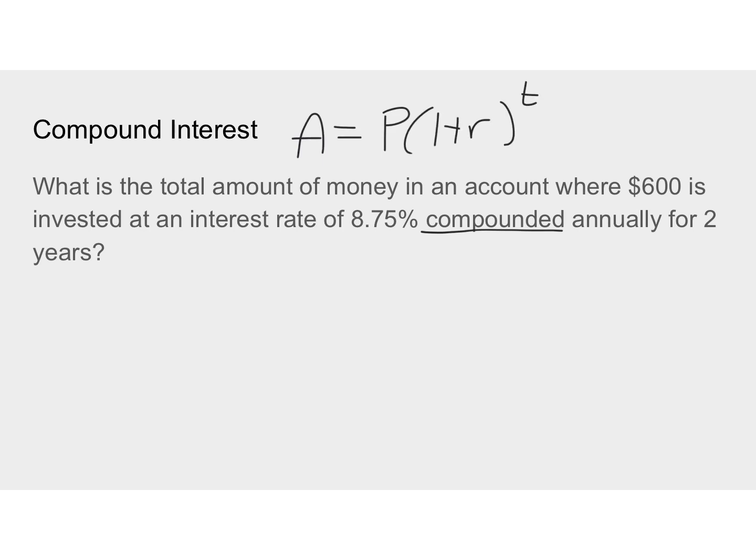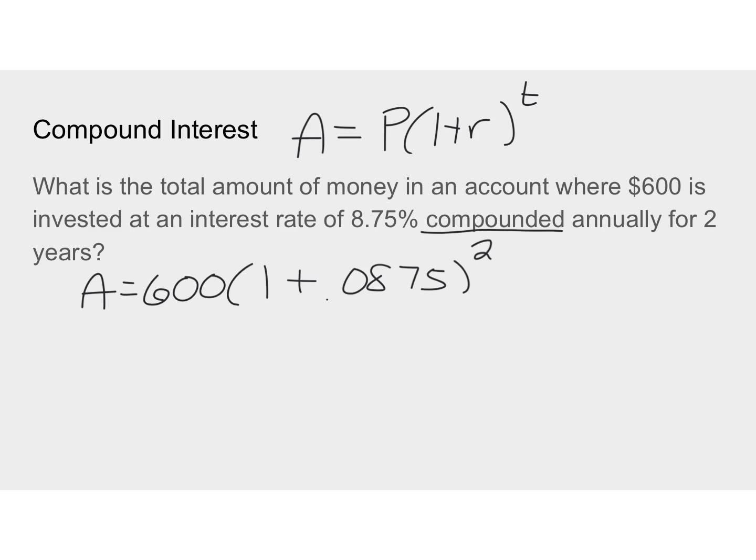A equals principal times the quantity 1 plus R to the T. That T, what kind of number is that? It's an exponent, okay? So let's just fill everything in. What is our principal? 600. And then we have 1 plus, what's my rate? 0.0875. And then T is 2. 2 years, raised to the 2.